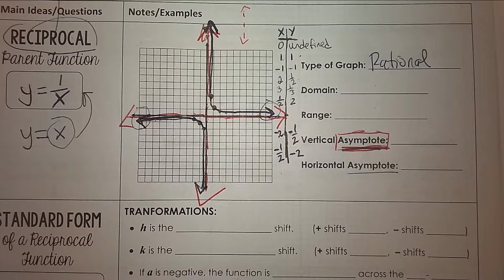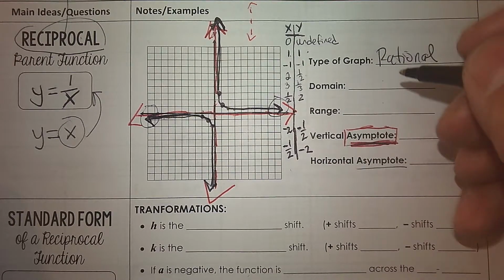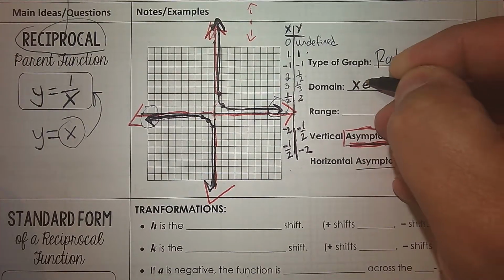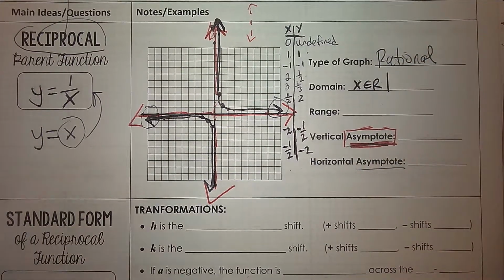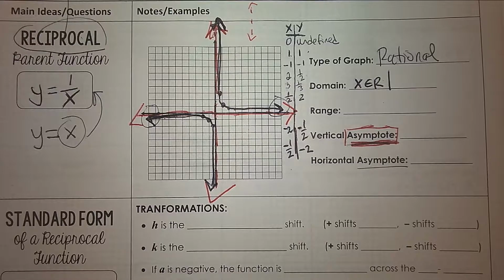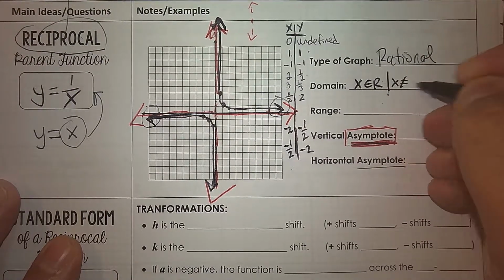Anyway, domain. Is this all real numbers, or is there a value x cannot be? Is there something that makes the function undefined? Yes. And what would you say it is? So I'm going to tell you a symbol for all real numbers. It's fun to write down. So the domain, first of all, is all the numbers. And then we say, but x cannot equal what number?